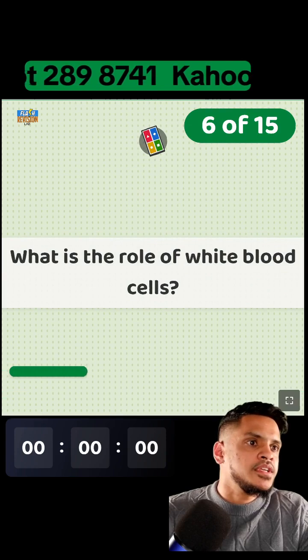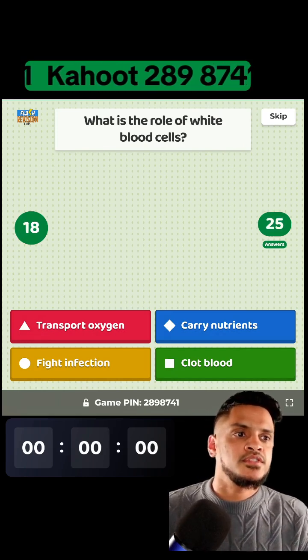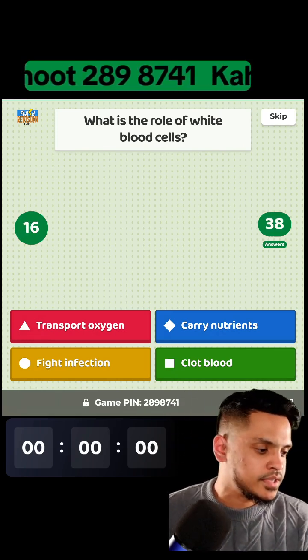Quiz 6 of 15. What's the role of white blood cells? Remember, that's another one that you need to know. Transport oxygen, carries nutrients, fight infection, or clots blood. Which one do you guys think is right?